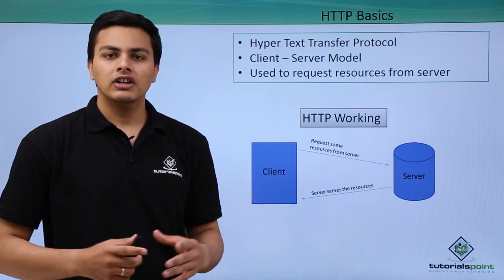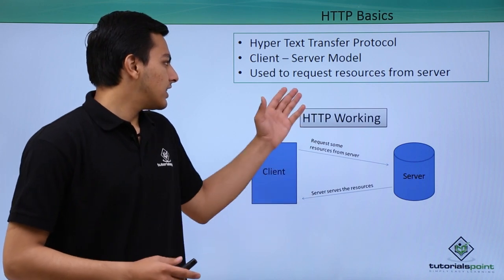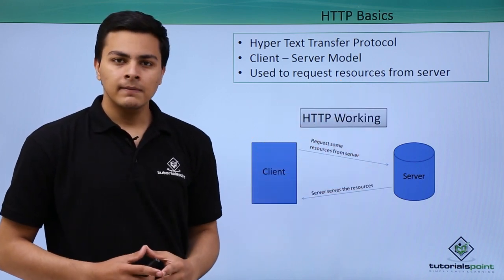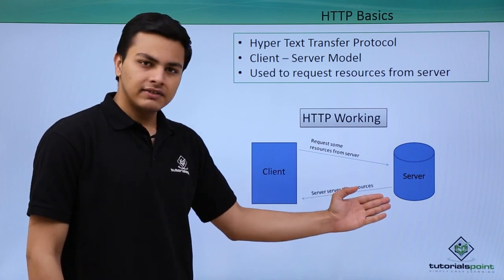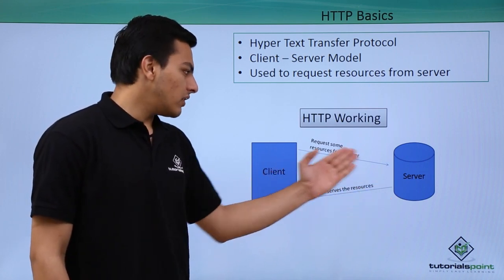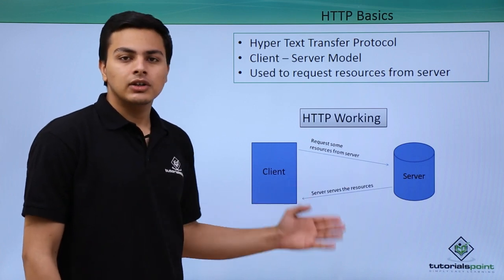So HTTP protocol is used for accessing a resource on the internet, and it is used to request a resource from the server. And here you can see the HTTP working. So here is our client, here is our server. The client requests a particular resource and the server serves that resource to the client.